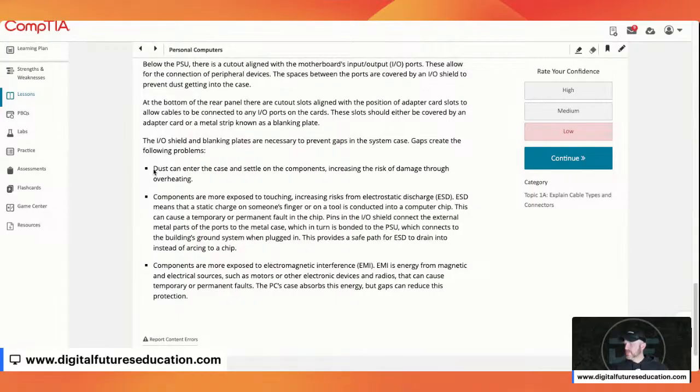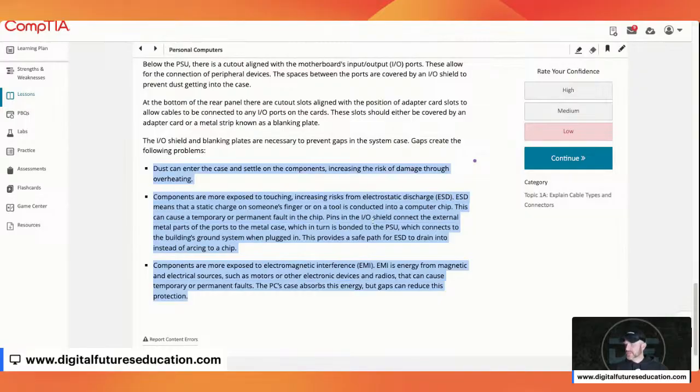So here are a couple important elements to remember. The I/O shield and blanking plates are necessary to prevent gaps in the system case. Gaps create the following problems. Components are more exposed to touching, increasing risk from electrostatic discharge, ESD.